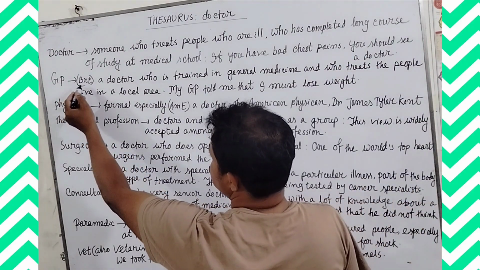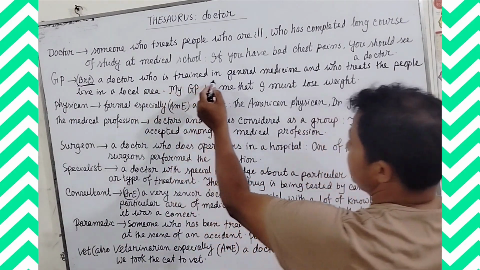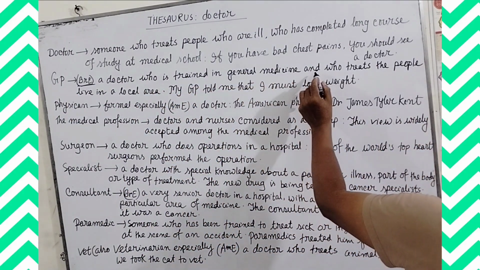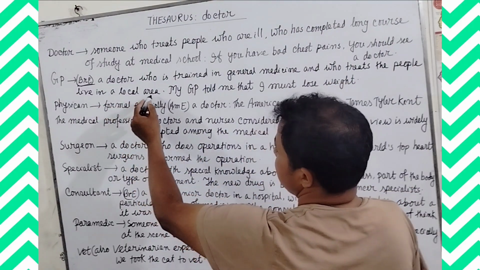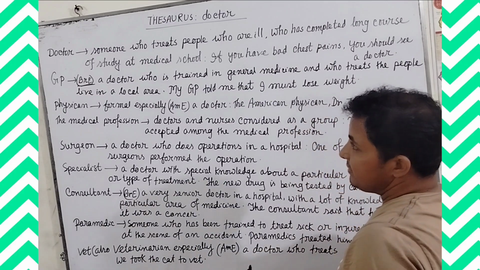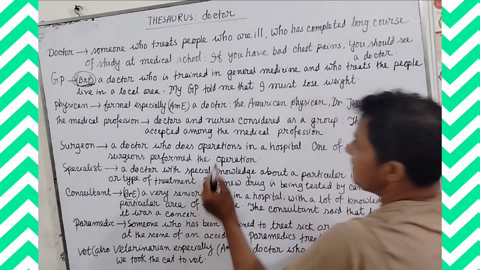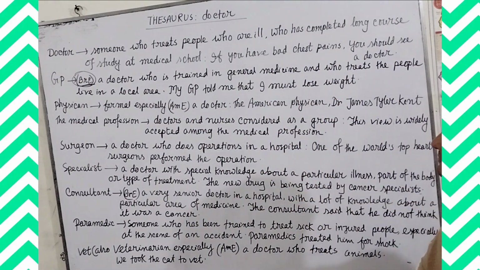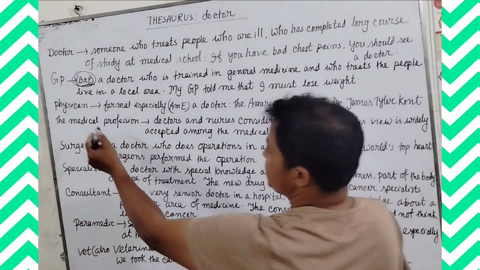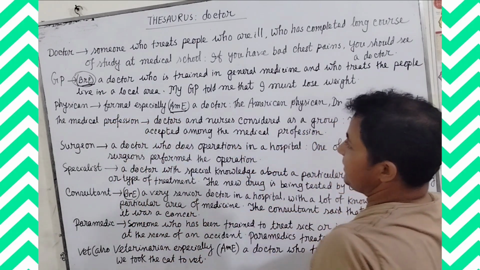GP, BrE means British English. A doctor who is trained in general medicine and who treats the people who live in a local area. My GP told me that I must lose weight. Physician, formal, especially AmE, which means American English, a doctor.